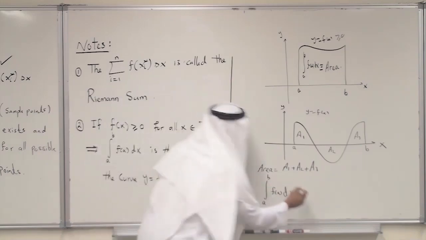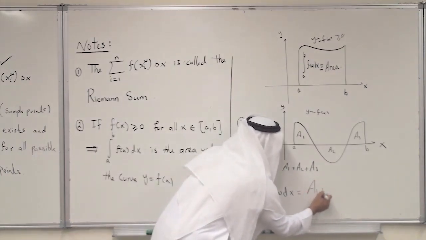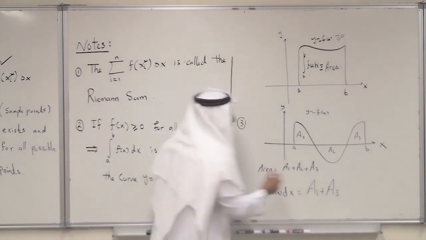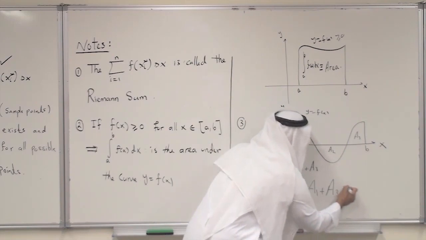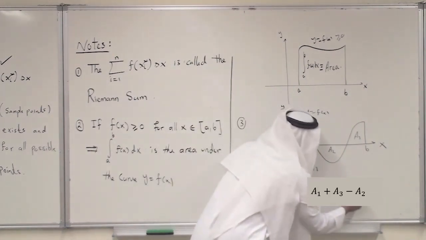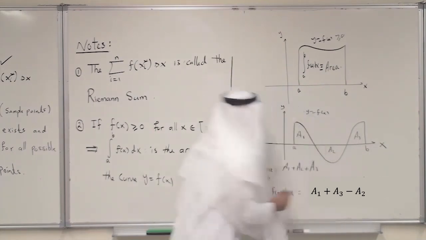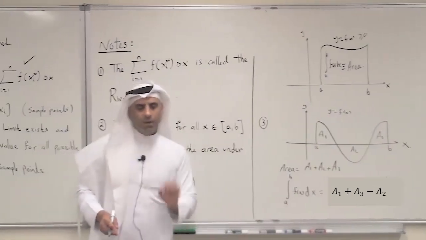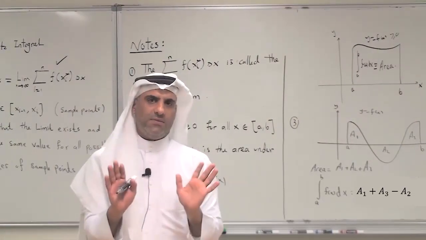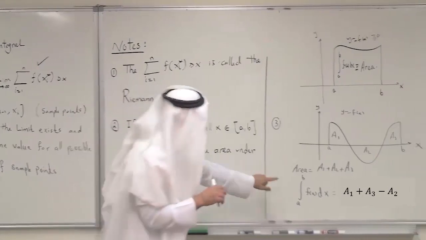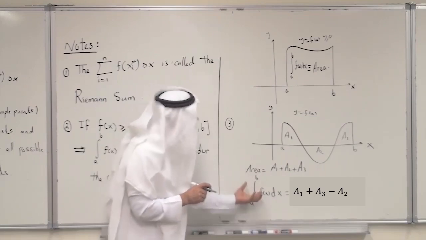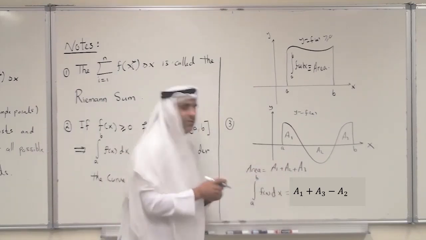It means you need to sum up all areas above the x-axis, so A1 plus A3. Then you need to subtract from them, or add to them, if you like, the negative of the areas below. So simply you are subtracting the areas below the x-axis. That's why we said the area is always non-negative, either 0 or positive. But the definite integral, it depends. You may have a positive answer, you may have 0, you may have a negative answer.